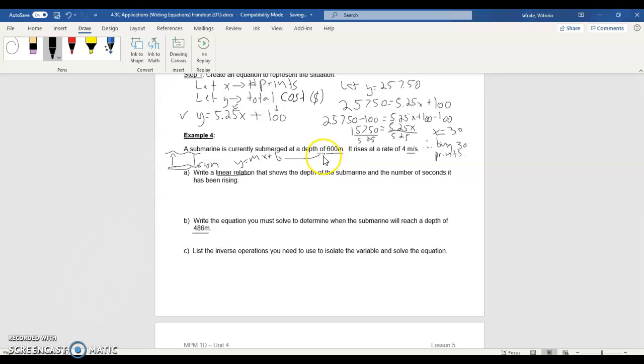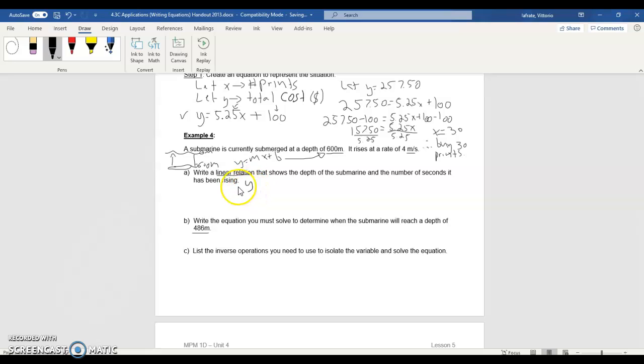The thing is, though, that we're below the surface of the water. So we're going to make that a negative number. We're going to consider the surface of the water being position 0. And when you go below, that'll be position negative 600. So when we're writing this equation, we're going to have to define our variables first.